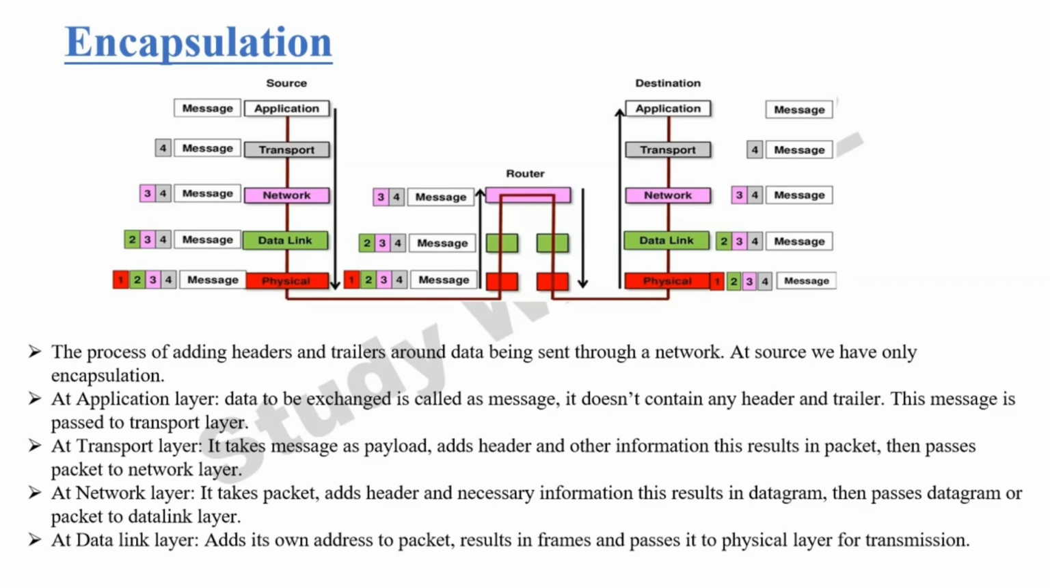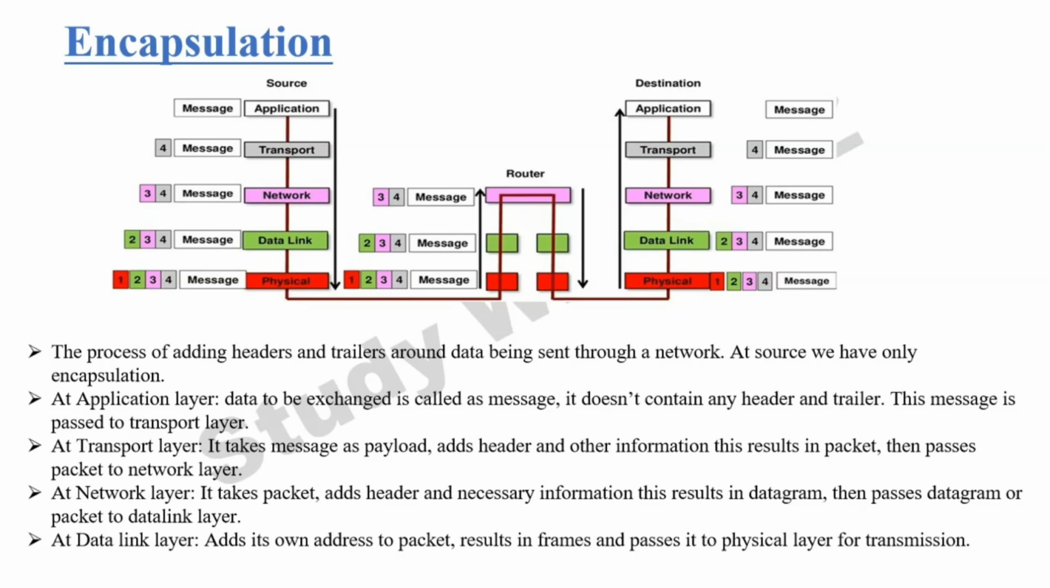At the application layer, the data to be exchanged is called a message, and it does not contain any header or trailer. This message is passed to the transport layer. At the transport layer, it takes the message as payload and adds the header and other information. This results in a packet. Then it passes that packet to the network layer. The network layer adds its own header and necessary information, resulting in the datagram, and this datagram is passed to the data link layer.